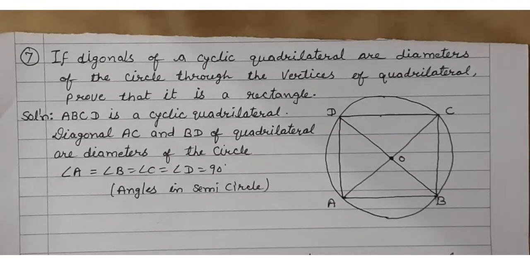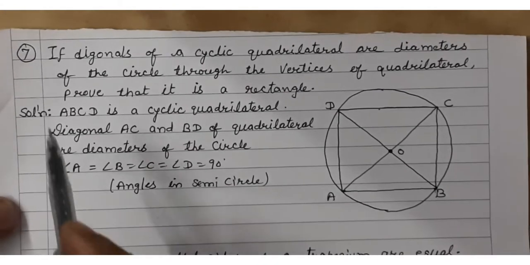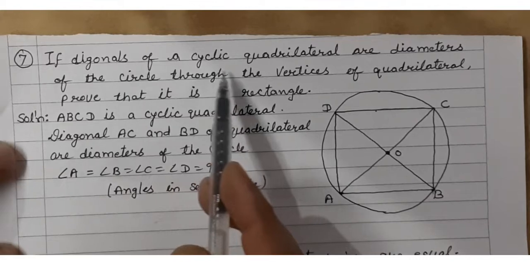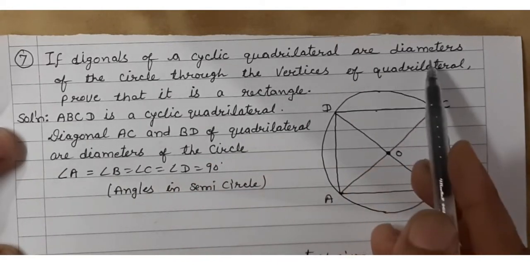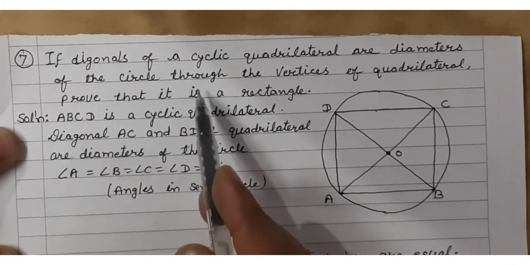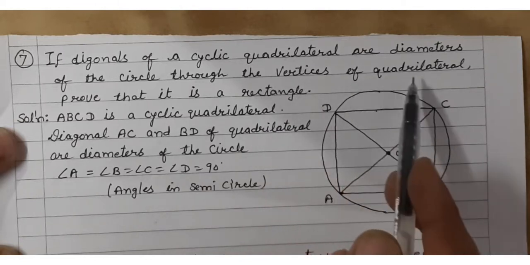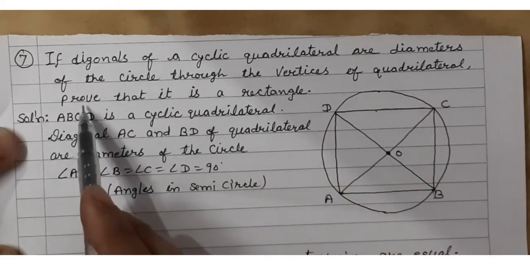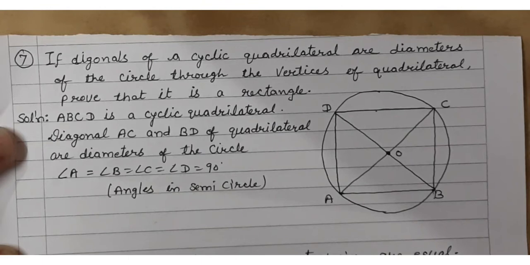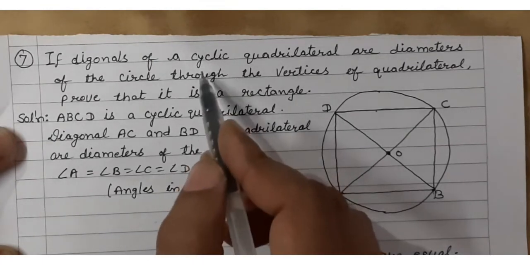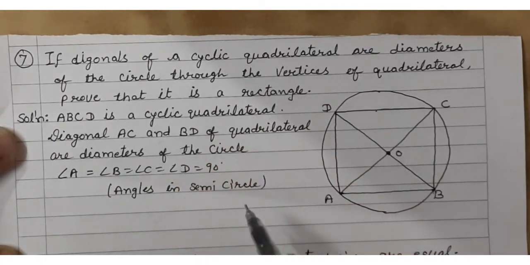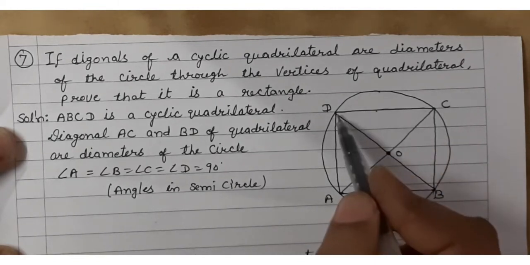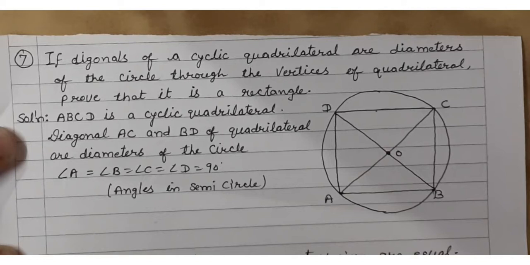Yes. Now, next question is, if diagonals of a cyclic quadrilateral are diameters of the circle through the vertices of quadrilateral, then prove that it is a rectangle. Okay, one word is given, cyclic quadrilateral. What is the meaning of cyclic quadrilateral? See, all the vertices are on the surface of the circle or circumference of the circle.